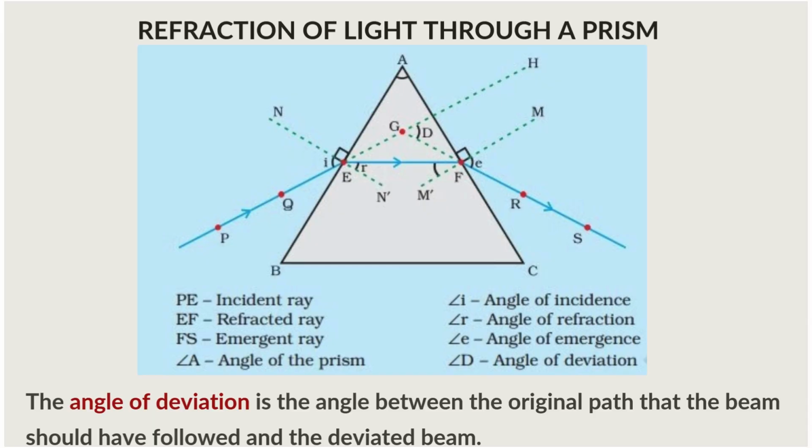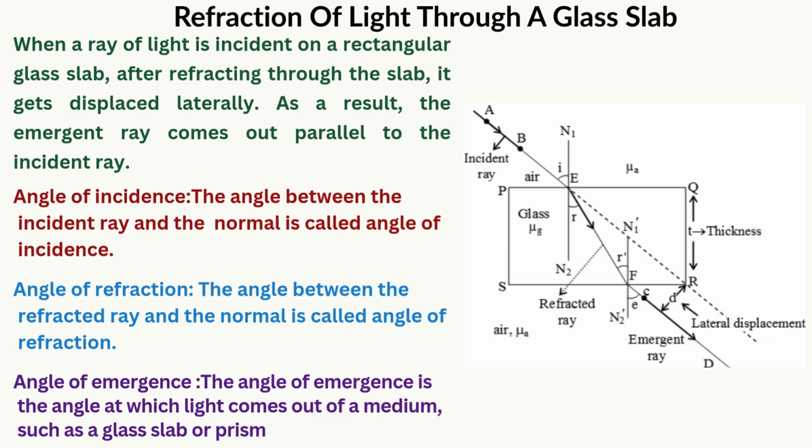Refraction of light through a prism. When light refracts through a prism, it bends due to the change in speed as it enters and exits the prism. The light bends towards the normal when entering the denser medium, the prism, and away from the normal when exiting into the rarer medium, air. This bending causes the emergent ray to deviate from the original incident ray, and the angle of deviation is the difference between the emergent and incident ray angles.